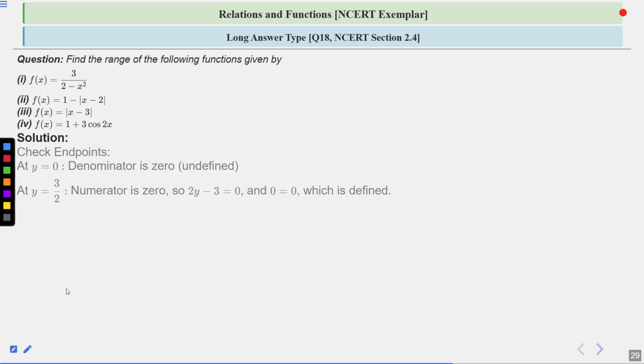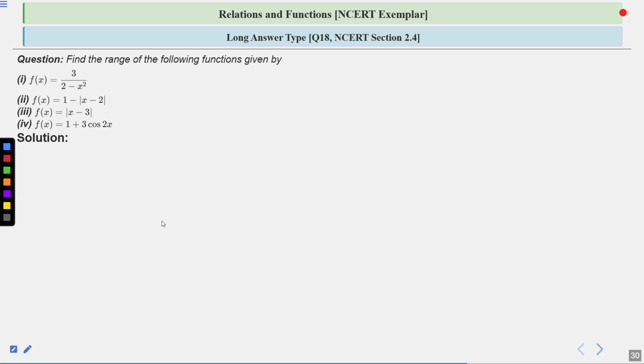So now checking for endpoints. At y equals 0 the denominator is 0, so it is undefined. We do not want our denominator to be 0. Now for y equal to 3 by 2, the numerator is 0, so we are getting 0 by a nonzero value, which is defined. So the range of our function f is simply the open interval minus infinity to 0, union the interval closed at 3 by 2 and open at infinity. Simple, very easy approach. Moving to next.